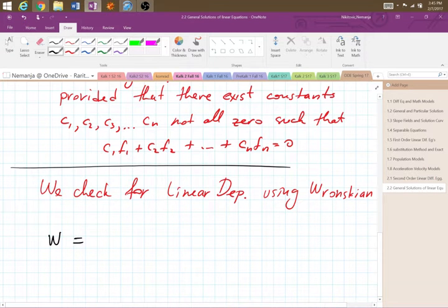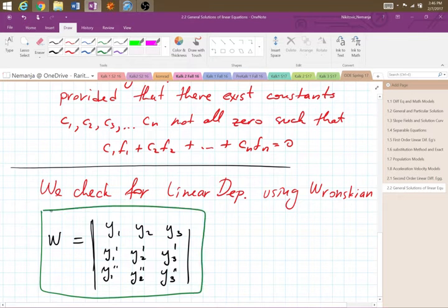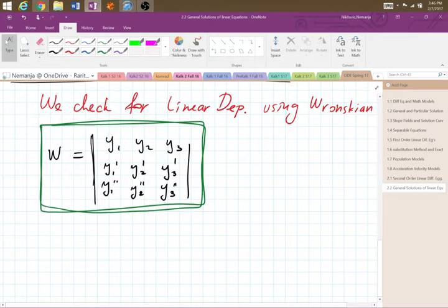Well, for 3, we have y1, y2, y3. So those are the 3 given. Then y1 prime, y2 prime, y3 prime, y1 double prime, y2 double prime, y3 double prime. That's the Wronskian setup right there. I don't think I ever used green, so there you go.